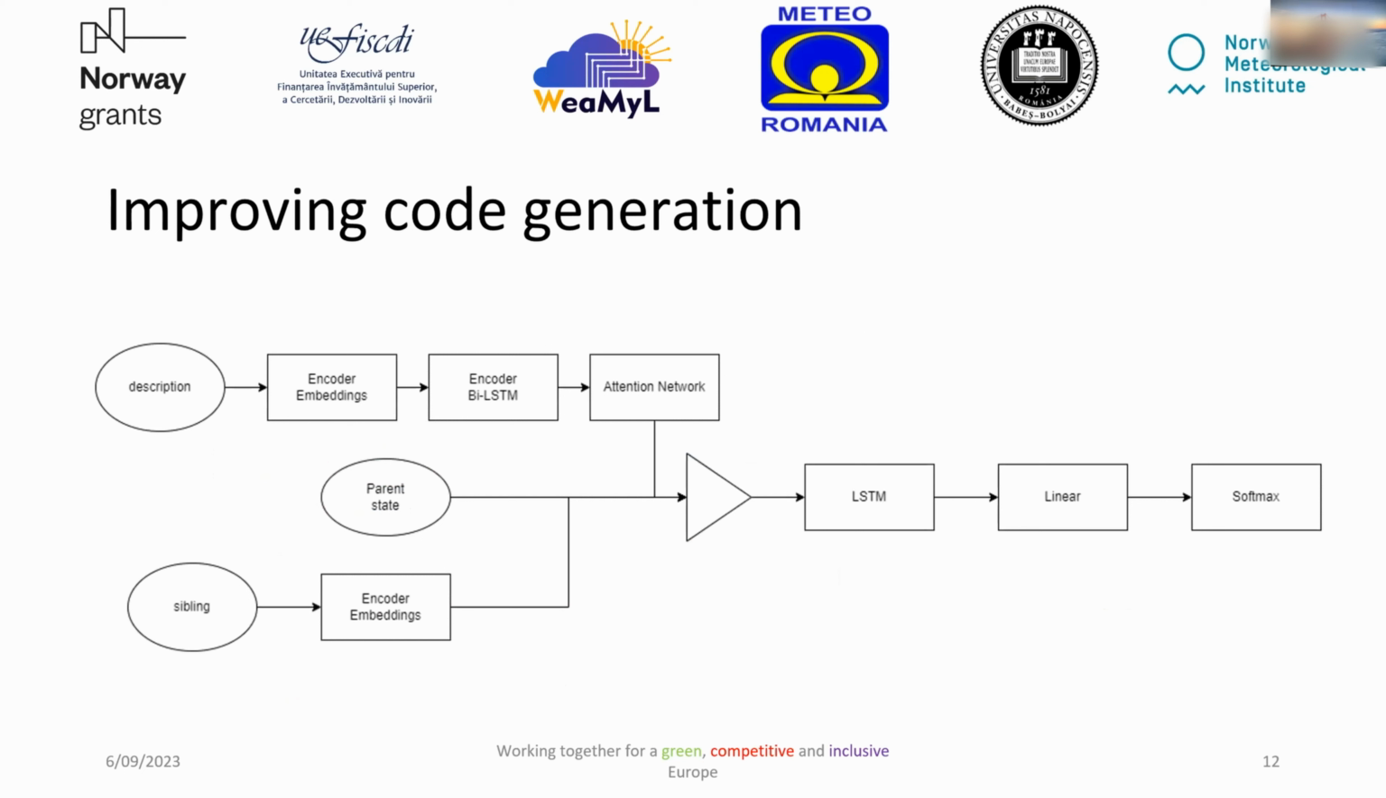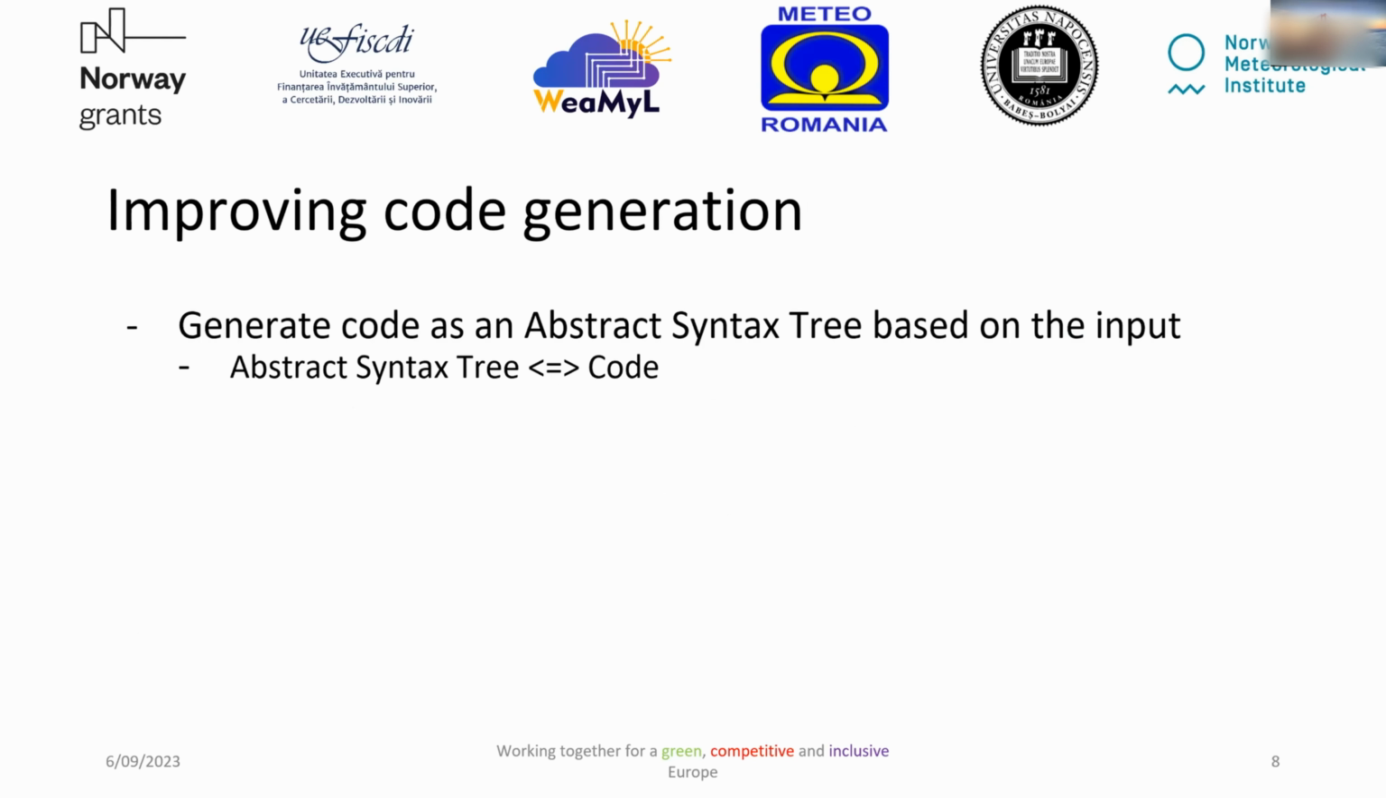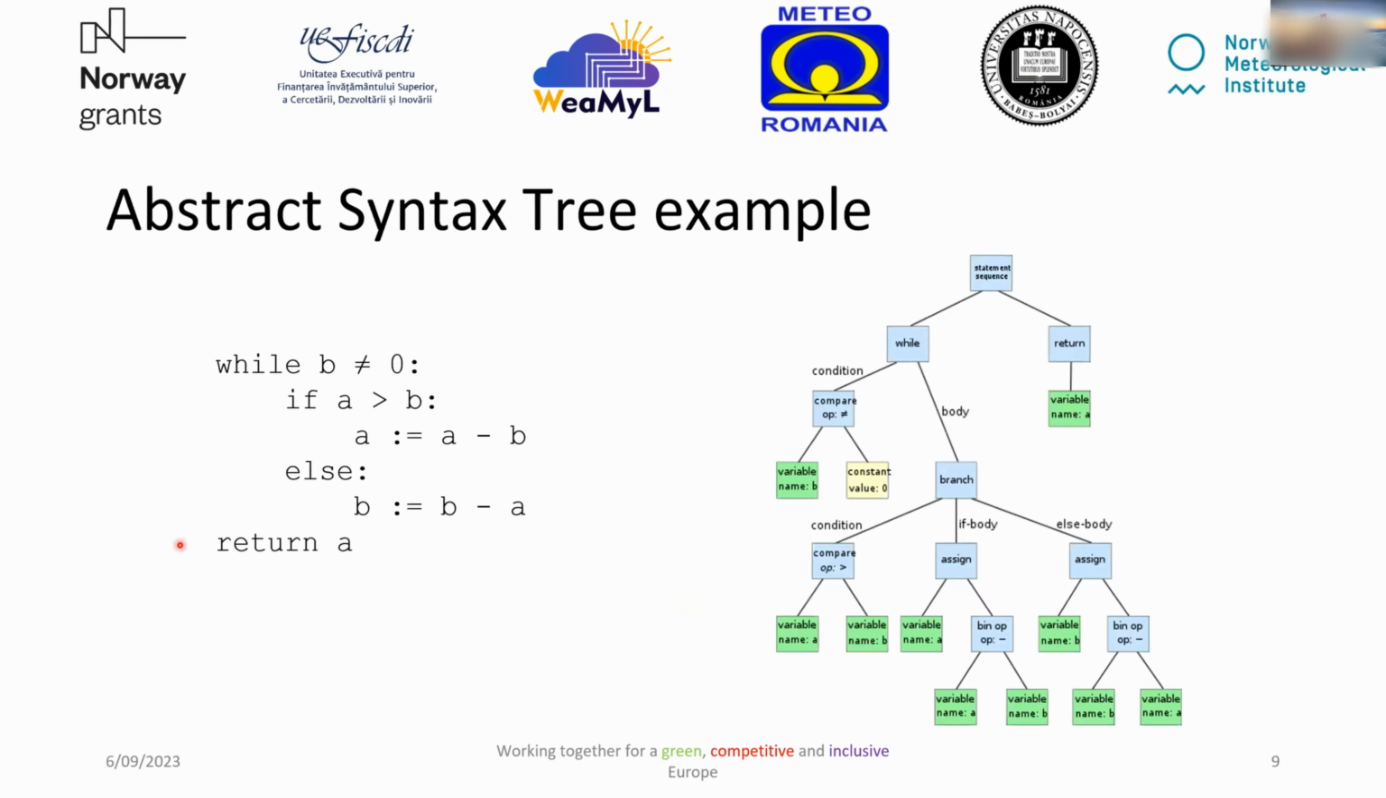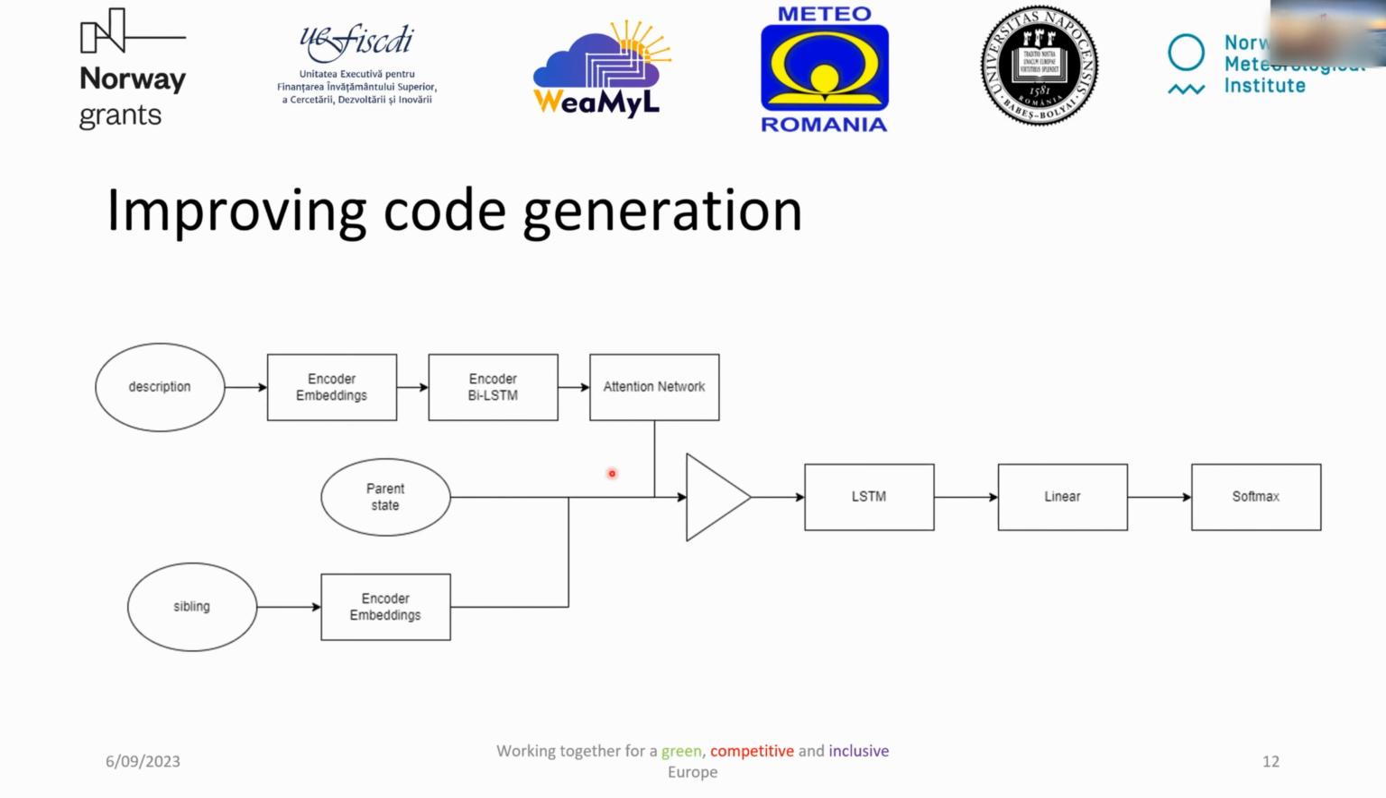Right. This diagram is our parent model architecture. Don't imagine that we did anything complicated here. We just appended the parent state and the sibling to our initial architecture, which have to be concatenated to our description after we compute each word's importance. All right, now we have everything that we need to actually generate code for some task.